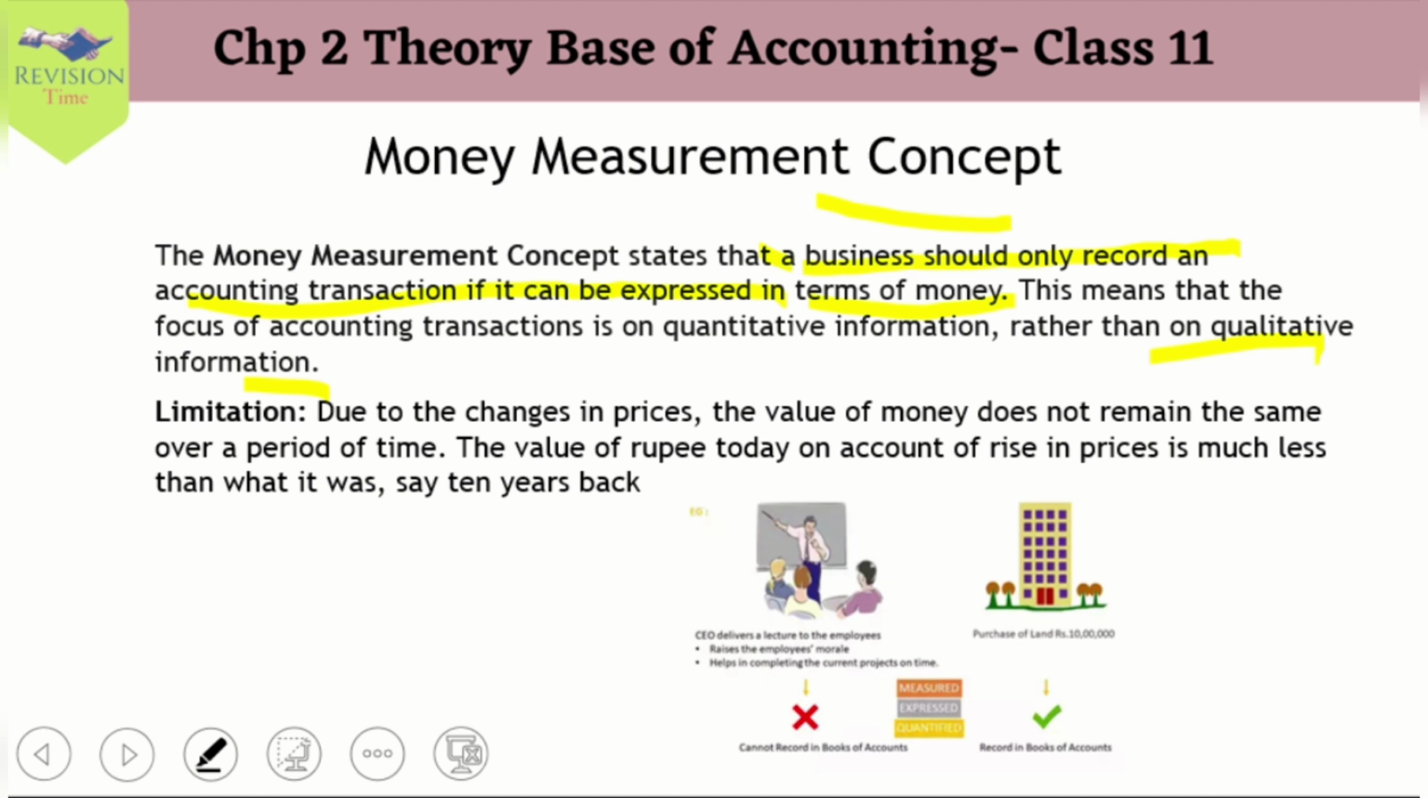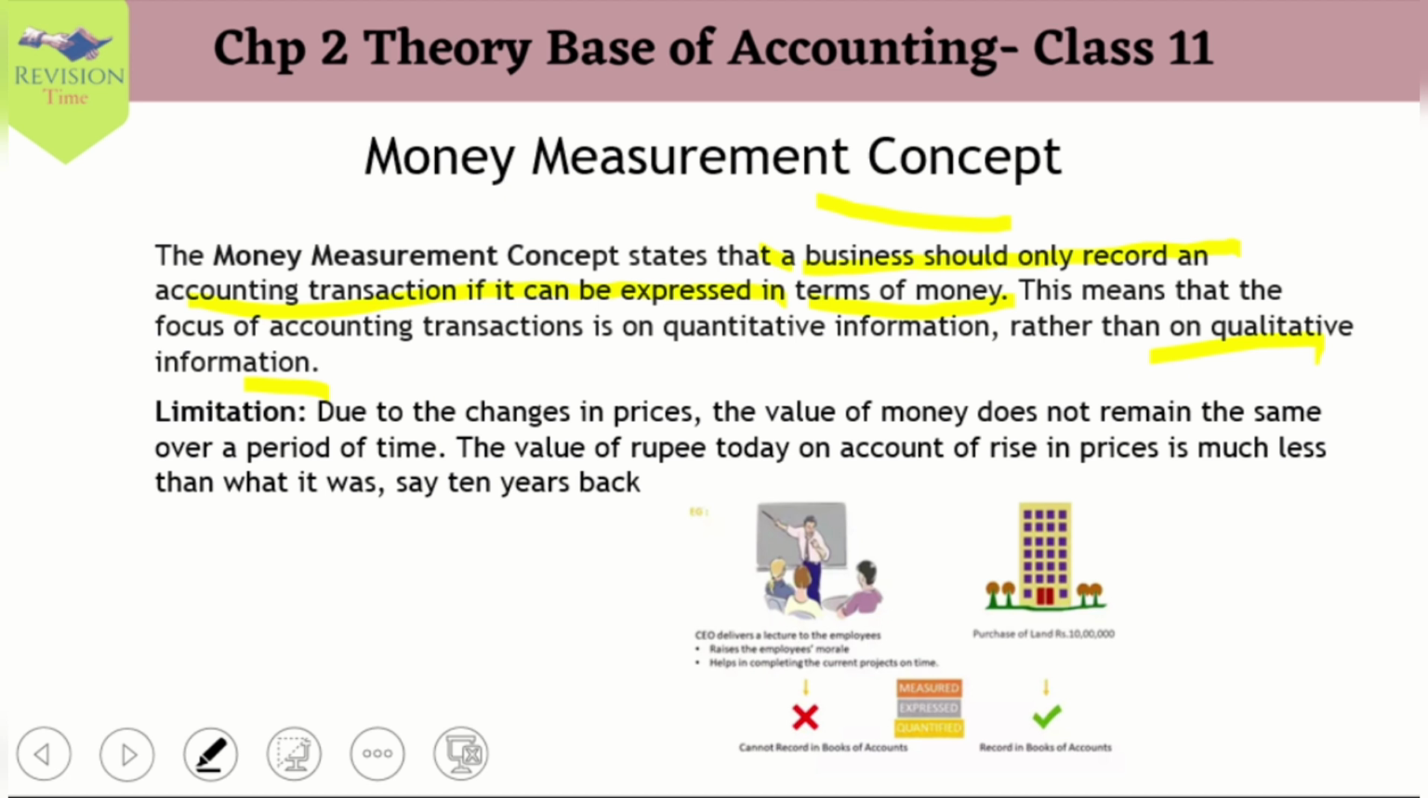Also, everything is recorded in monetary values, in rupees and paise, irrespective of unit. Like in case a business has a building with 10 rooms or land of 10 acres, we don't write it in units, acres, or rooms. We write it in the value of money: 10 crores, 1 lakh, 2 lakh. So everything is expressed in terms of money.